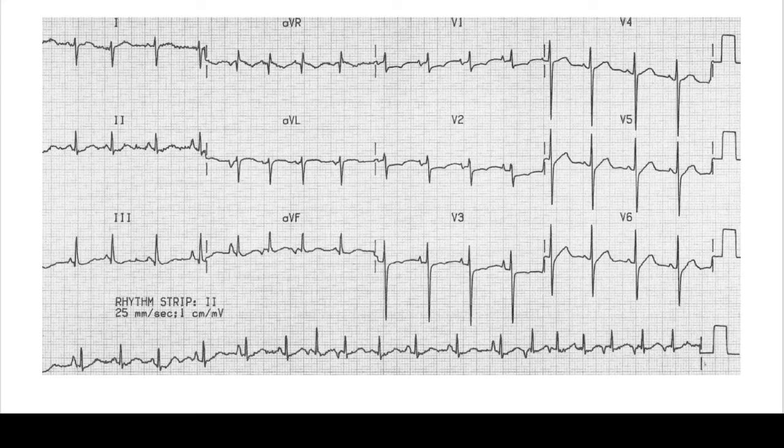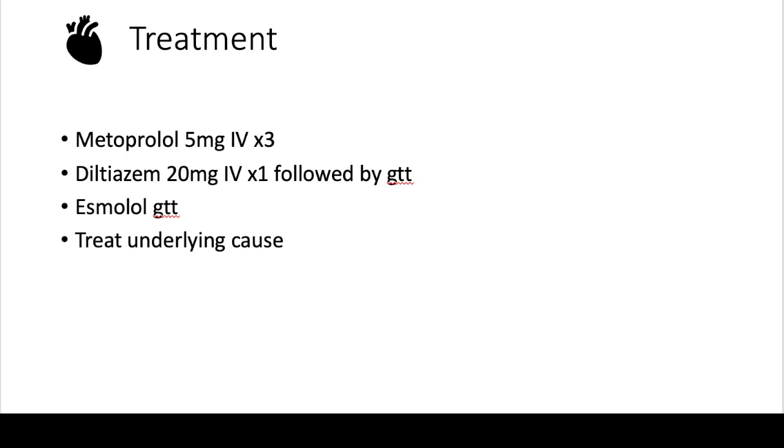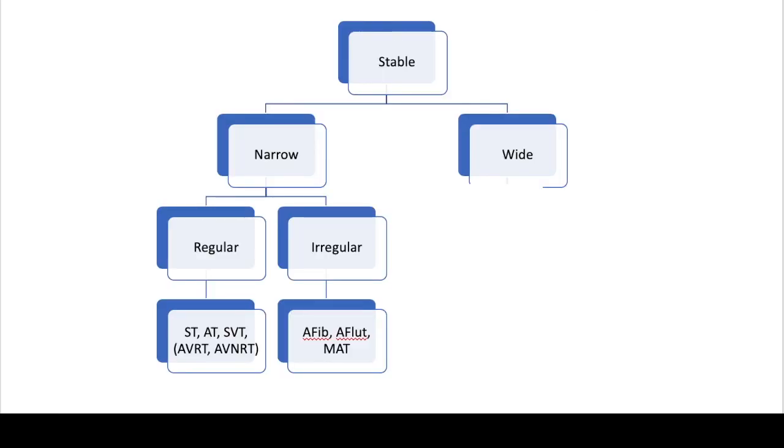Looking at an example here, looking at the P waves, we see that the first P wave is different than the second, which is different than the third, which is different than the fourth, and then the fourth and fifth are similar to the first one, but we can clearly see there are different P wave morphologies. So this would be MAT. The treatment for MAT is the same as for atrial fib and flutter. You give beta blockers, diltiazem, esmolol, and you want to treat the underlying cause. So those are the narrow complex irregular tachycardias. Now we're going to talk about the wide complex.